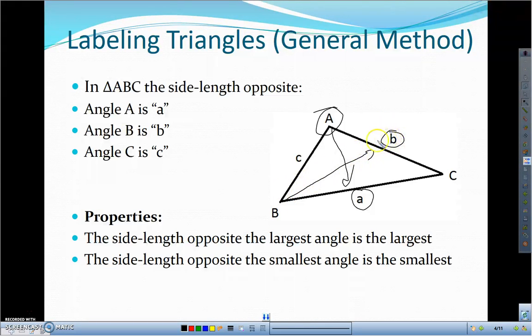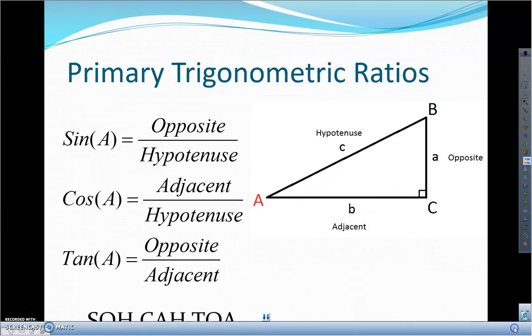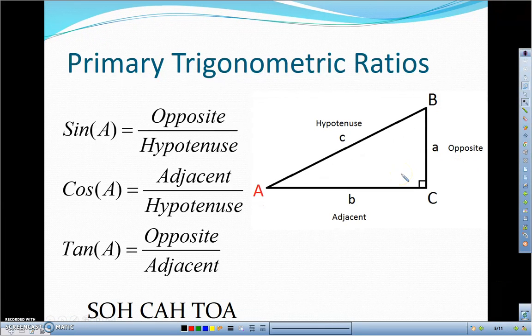and the lowercase b represents the side length from A to C. And this is uppercase C, which is the angle C, and this here represents a lowercase c, which is a side length. So we're going to take a look further at this. This is how we generically look at labeling triangles, which will become a little bit more important in our future lessons. Here we go. We've got our trigonometric ratios, and we call them primary trig ratios.